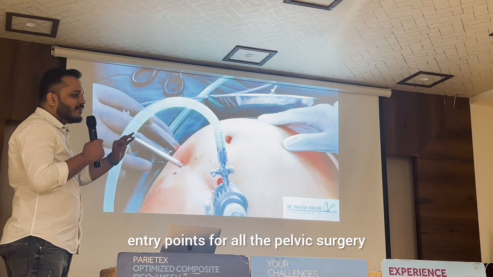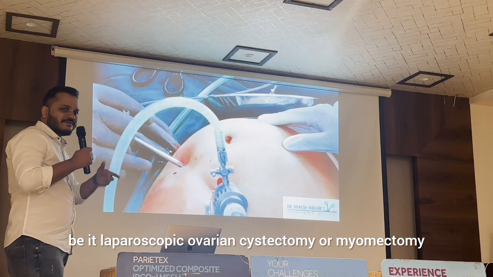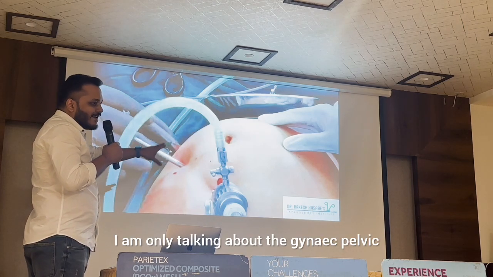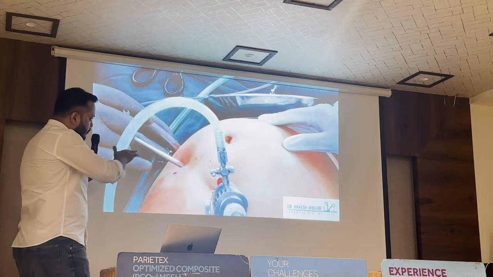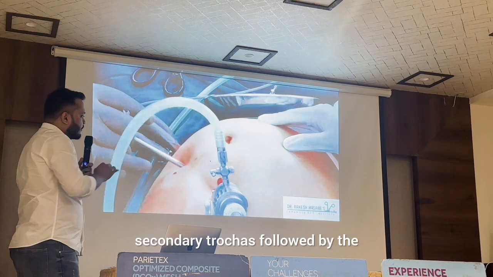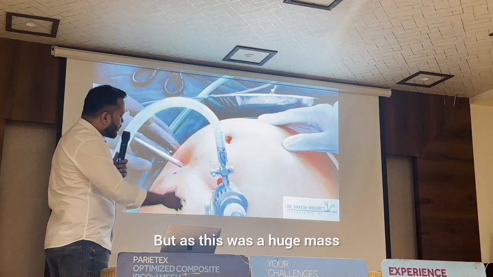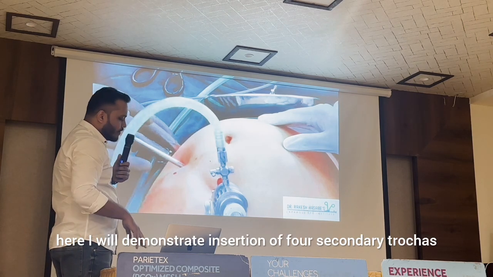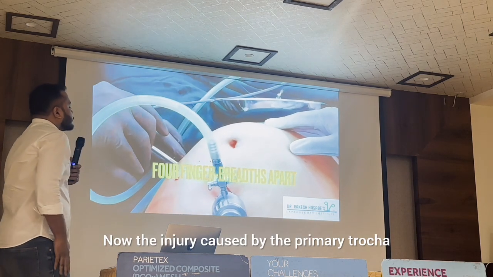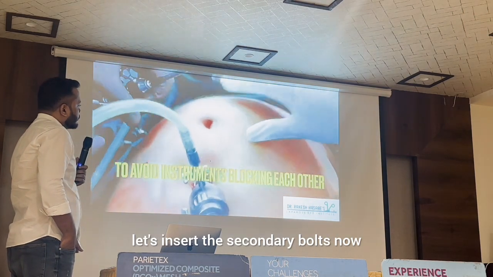Now these are going to be the common port entry points for all the pelvic surgery, be it laparoscopic hysterectomy, laparoscopic ovarian cystectomy or myomectomy, whichever you do. I'm only talking about the gynec pelvic surgeries, nothing else. So I generally put 3 secondary trocars followed by the primary 10 mm entry trocar. But as this was a huge mass, here I will demonstrate insertion of 4 secondary trocars. Let's insert the secondary ports now.